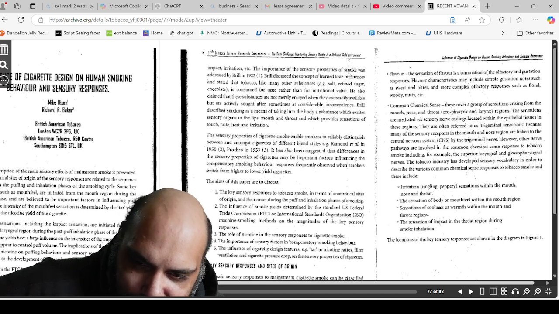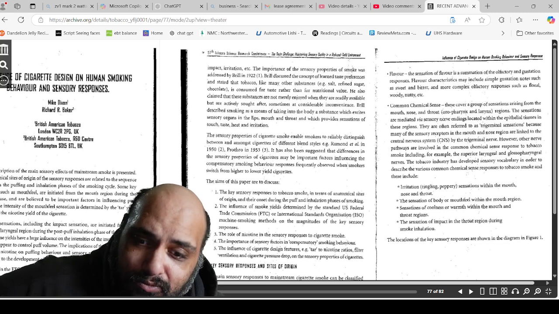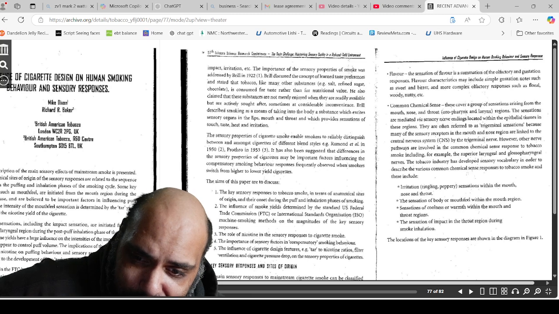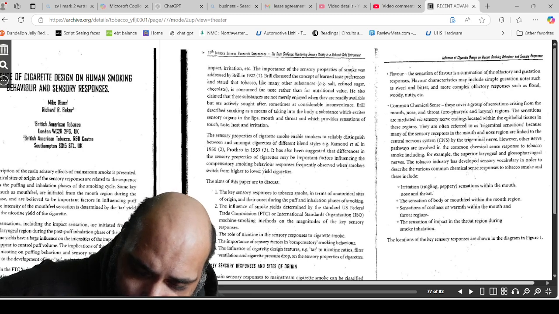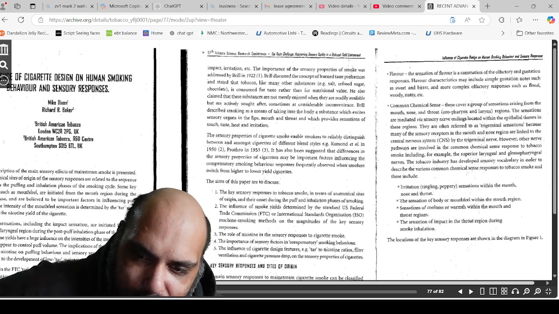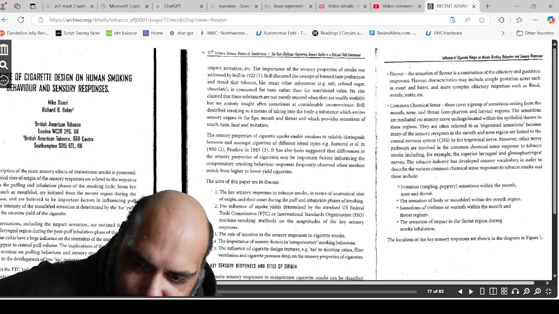The tobacco industry has developed a sensory vocabulary in order to describe the various common chemical sense responses to tobacco smoke, and these include irritation, sensations within the mouth, nose, and throat. The sensation of body and mouthfulness within the mouth region. Sensations of coolness or warmth within the mouth and the throat region. The sensation of impact in the throat region during smoking inhalation. The location of the key sensory responses are shown in the diagram in Figure 1.